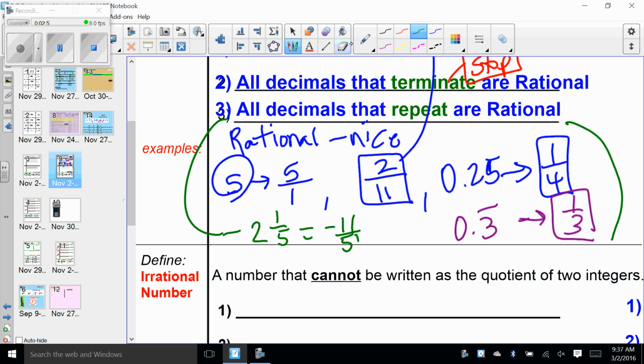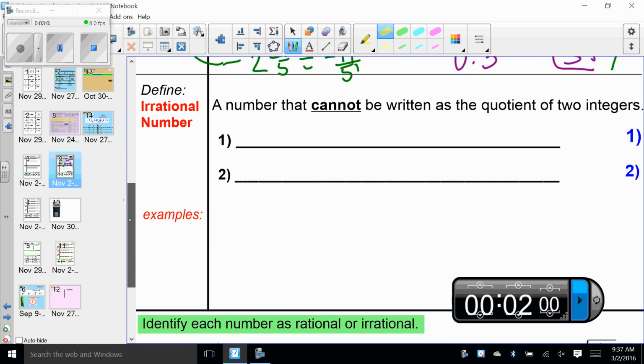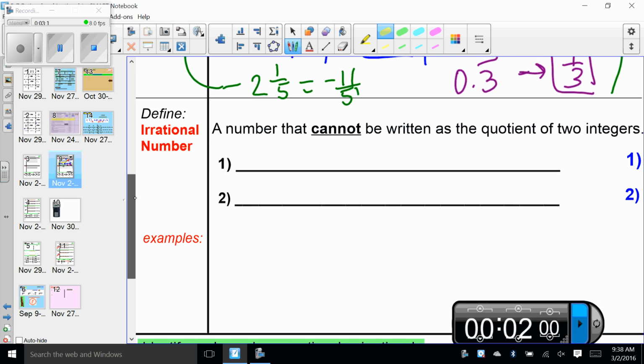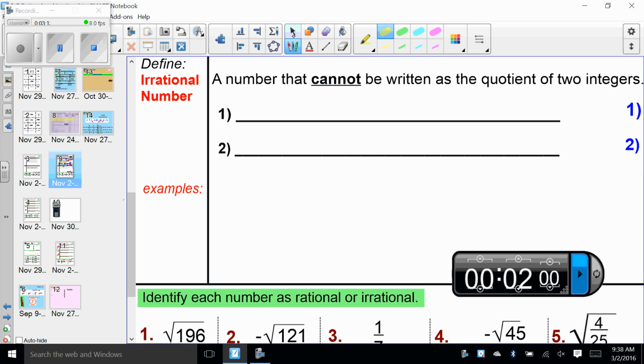So rational numbers are just like rational people. So things that just kind of are nice. They work out. They aren't super complicated. Although most of you don't like decimals, terminating and repeating decimals are considered nice in the math world of things. So irrational numbers are the exact opposite. By definition, they cannot be written as the quotient of two integers. By the way, this just means they can't be written as a fraction.